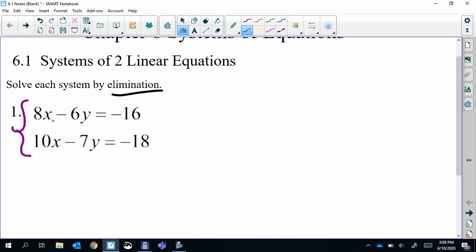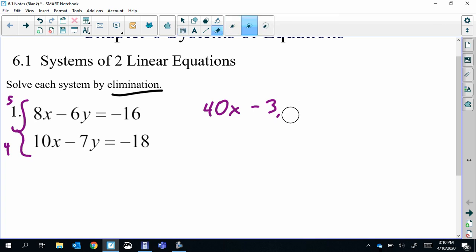So for this one, you can get a common multiple of 40 for the x's. So that means our top equation would have to be multiplied by 5. Our bottom equation would be multiplied by 4. And you multiply that throughout the entire equation. So that's 40x minus 30y equals 16 times 5 is 80, negative 80.